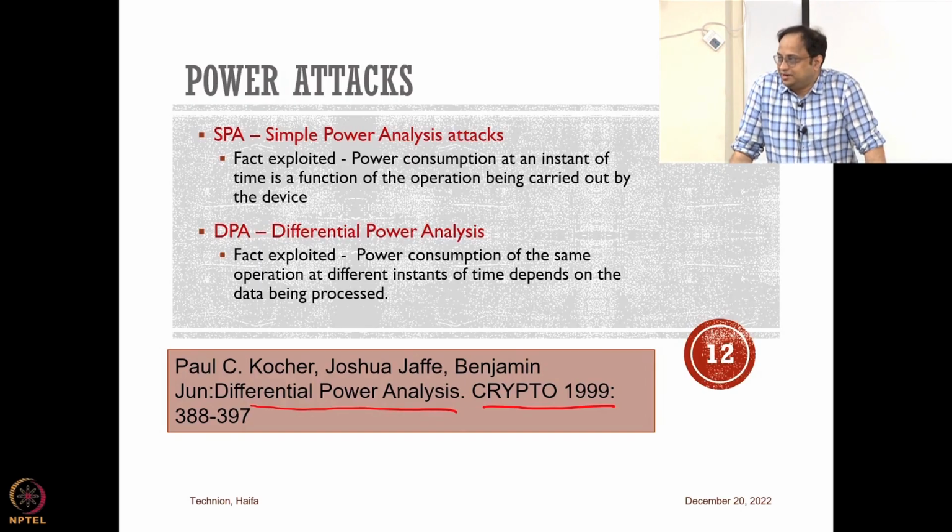Square and multiply, right? So you were doing a square and you were doing a multiply. Now suppose the power consumption of the operation square and the power consumption of the operation multiply are different. Then if you can do an attack, this attack is called a simple power attack, because you are exploiting the fact that the power consumption of the operations are different. Now there is an even more devastating attack, called differential power attacks, where you exploit the fact that power consumption depends upon underlying data.